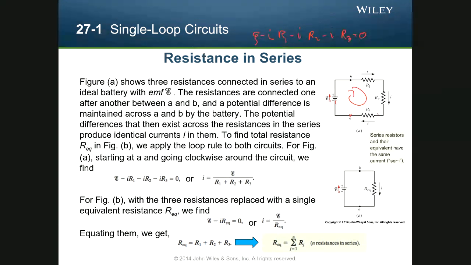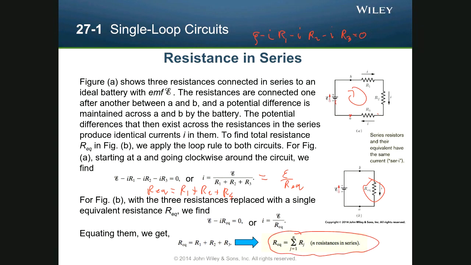Right, R equiv. You'll notice that on looking at this one, you would get that I through that circuit is equal to E over R equiv. And so what we can see here is that the equivalent R is equal to R1 plus R2 plus R3. And in fact, if you have N resistors in series, you just simply add them up.